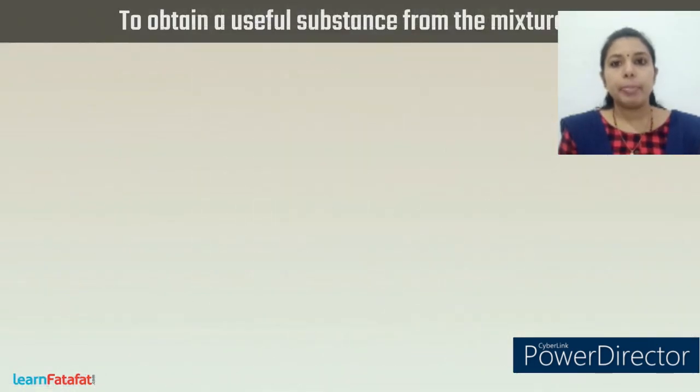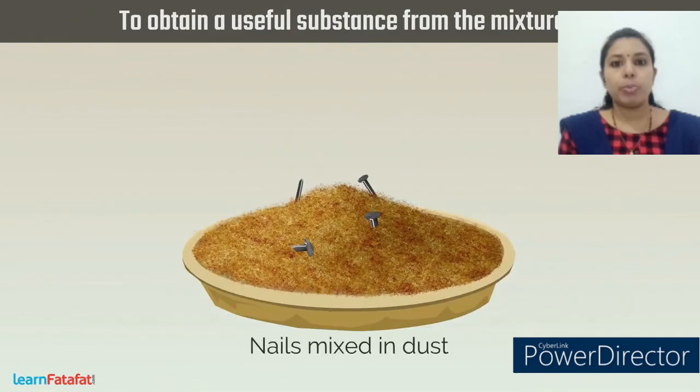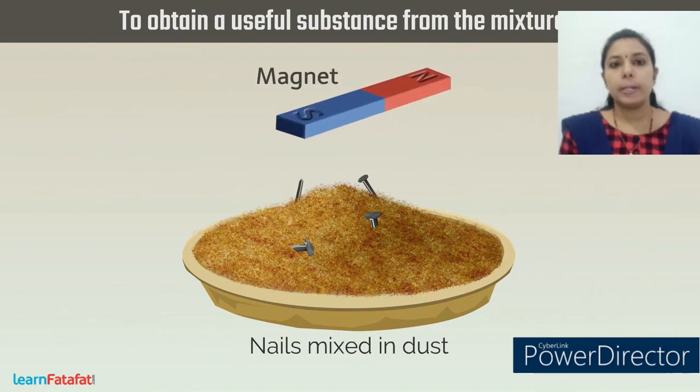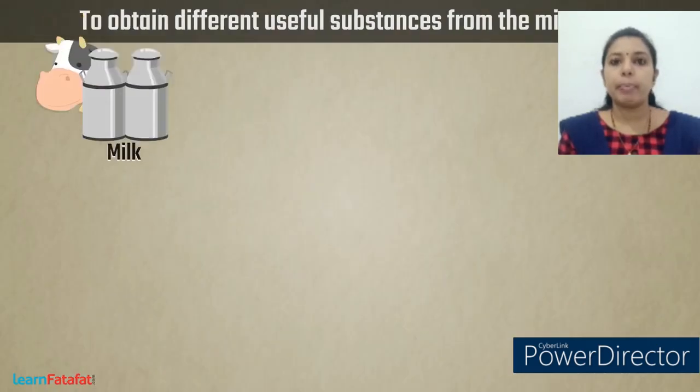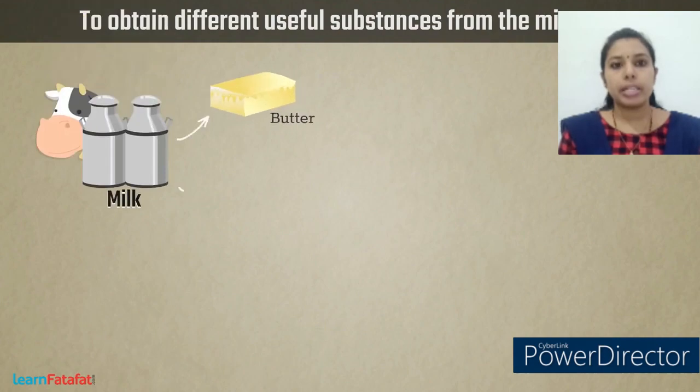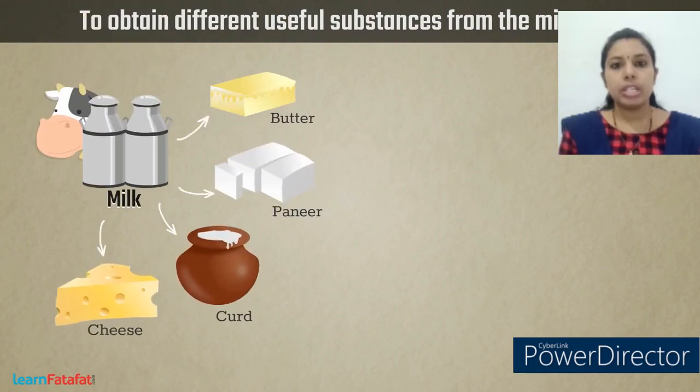Many times, separation is needed to obtain different useful substances from the mixture. For example, with various separation methods, we get different useful materials from milk such as butter, paneer, cheese, curd, etc.